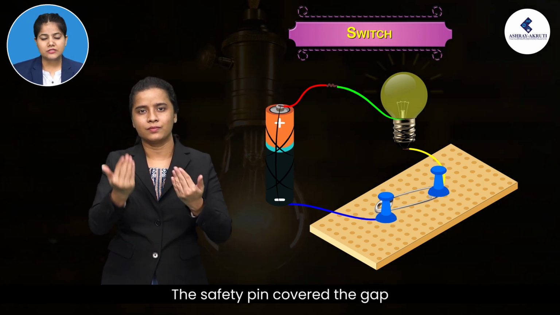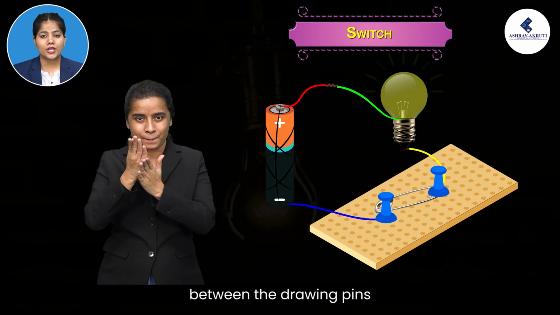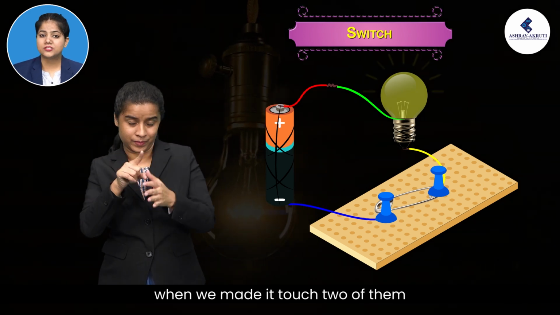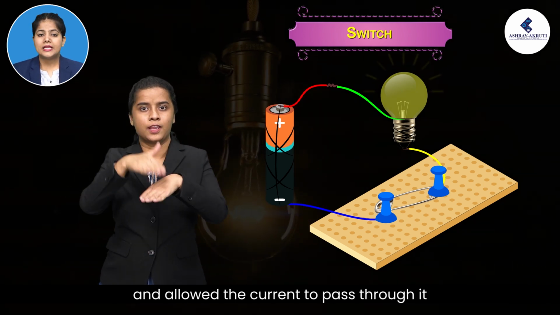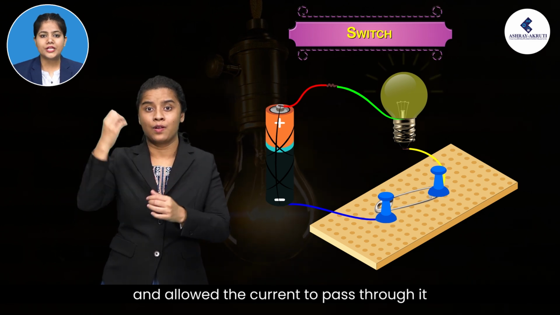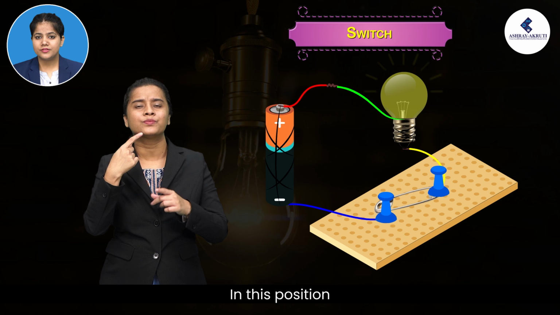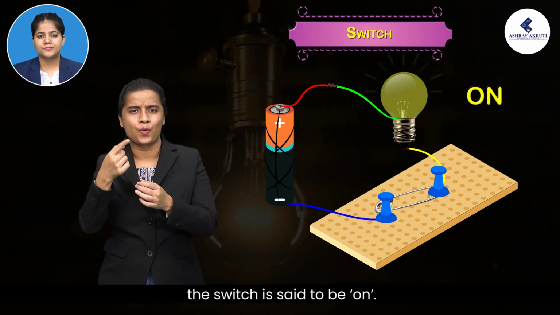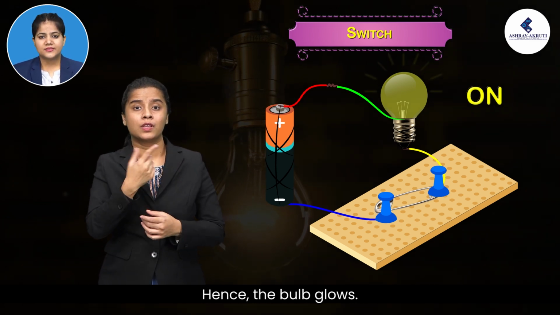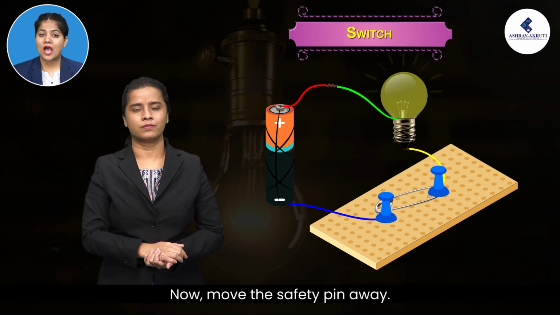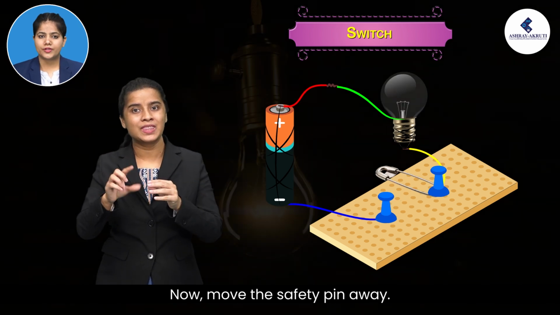The safety pin covered the gap between the drawing pins when we made it touch two of them and allowed the current to pass through it, making the circuit complete. In this position, the switch is said to be on. Hence, the bulb glows.